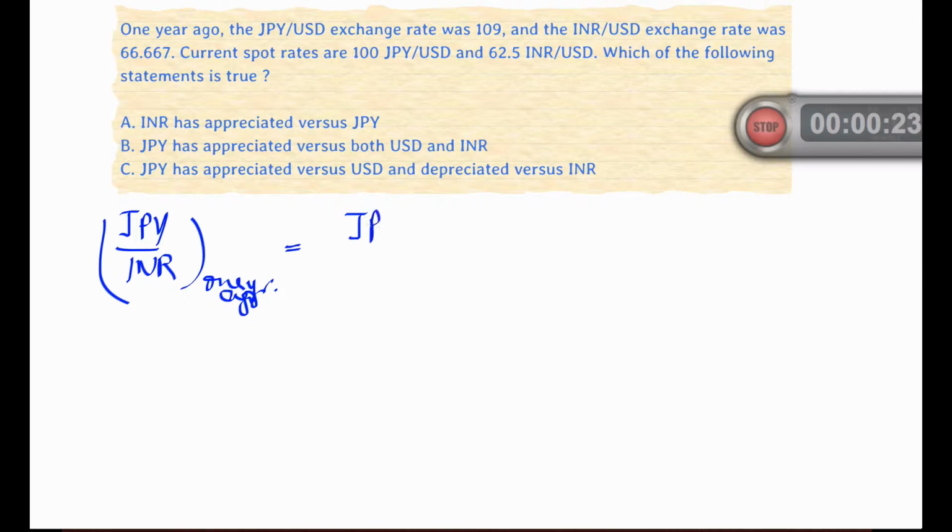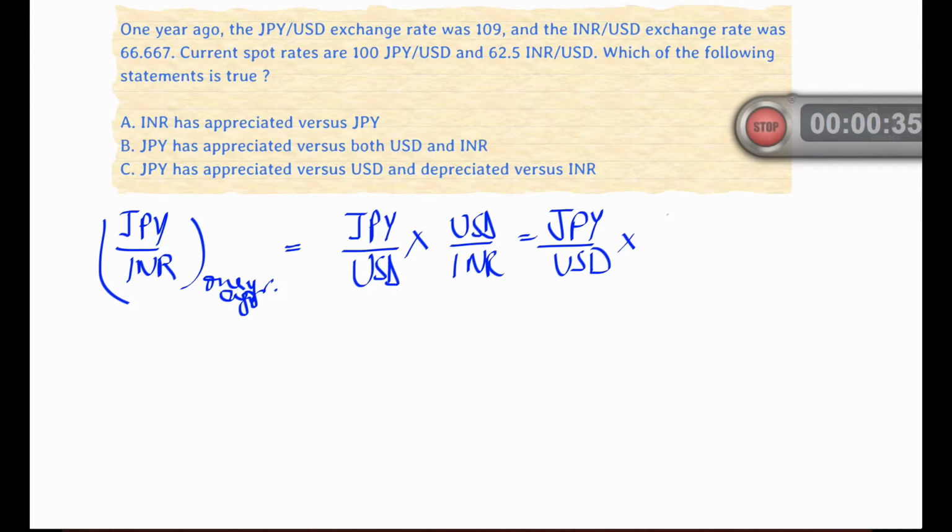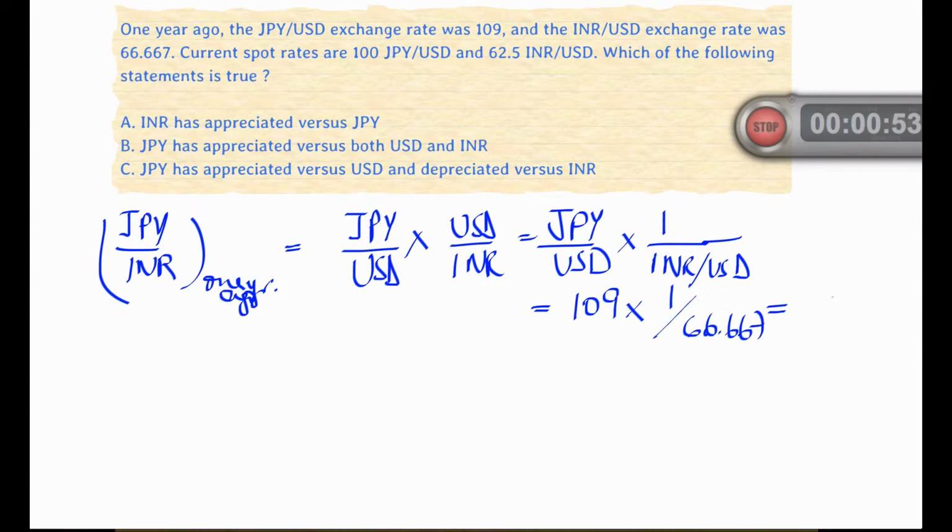So yen over INR 1 year ago can be calculated as yen over USD multiplied by USD over INR. And that in turn is the same as yen over USD multiplied by the inverse of INR over USD. So at this point, we simply plug in the numbers. The rate 1 year ago was 109 yen per dollar, and similarly, we had 66.667 INR per USD. So the yen to INR rate 1 year ago was 1.635.